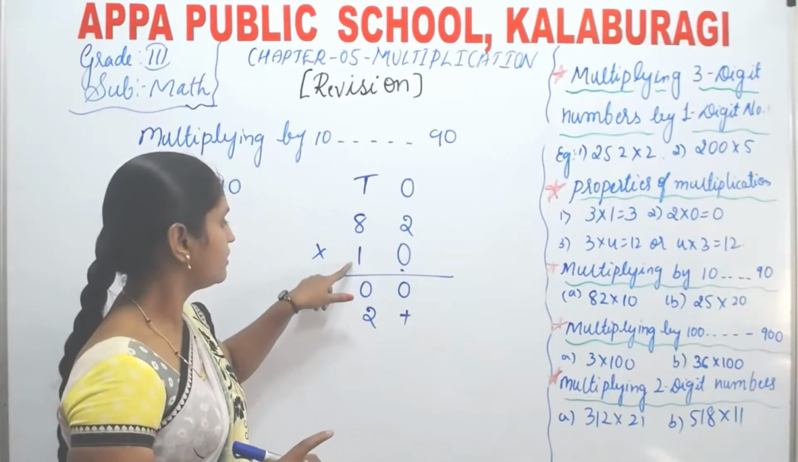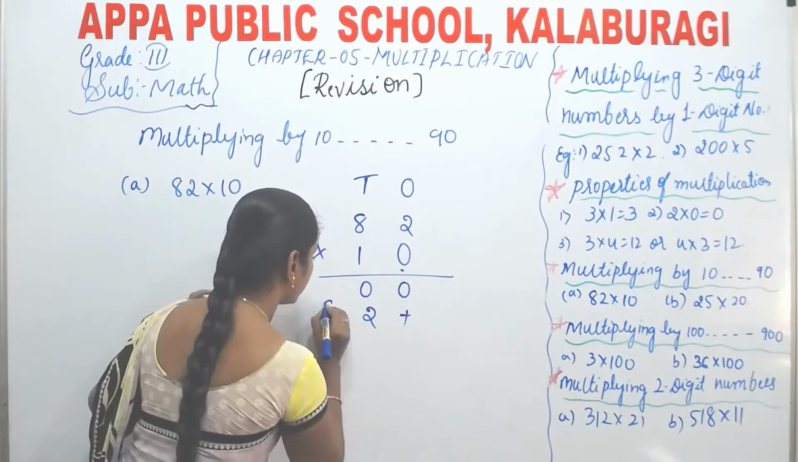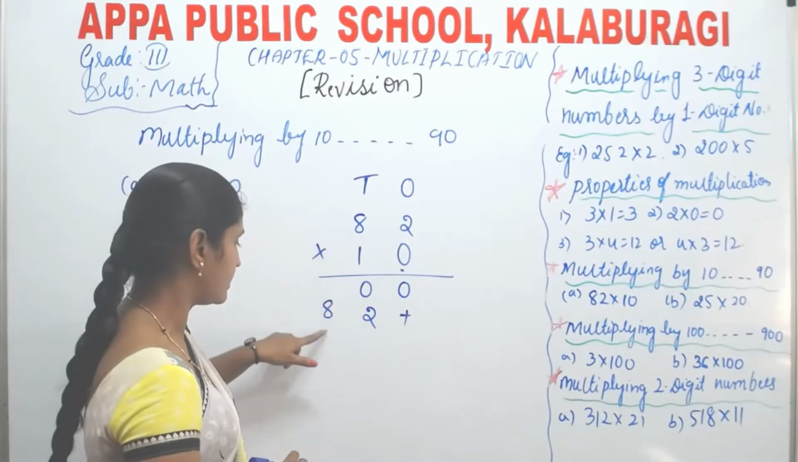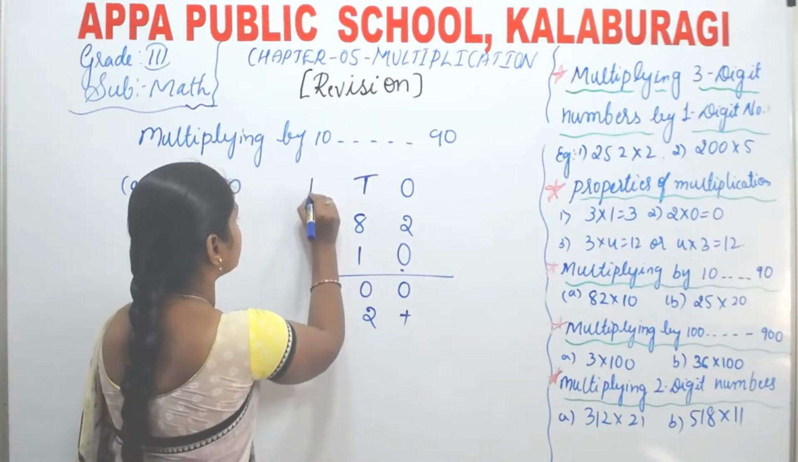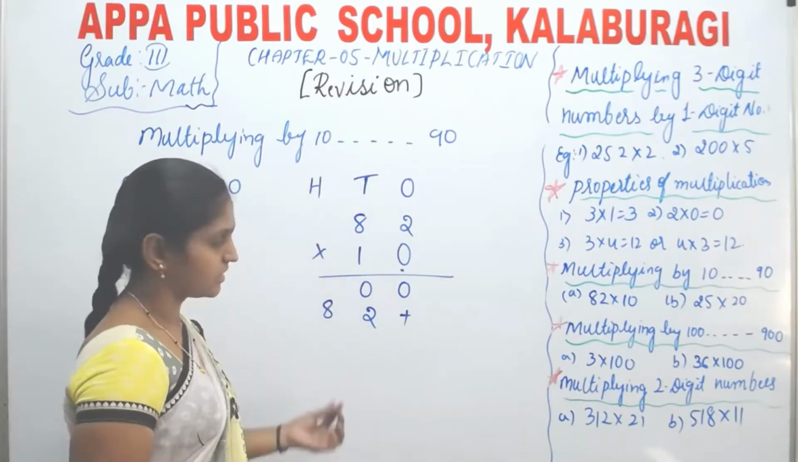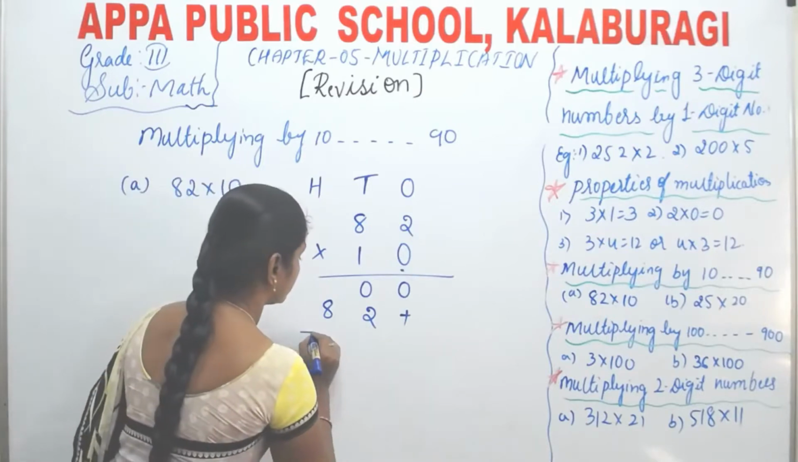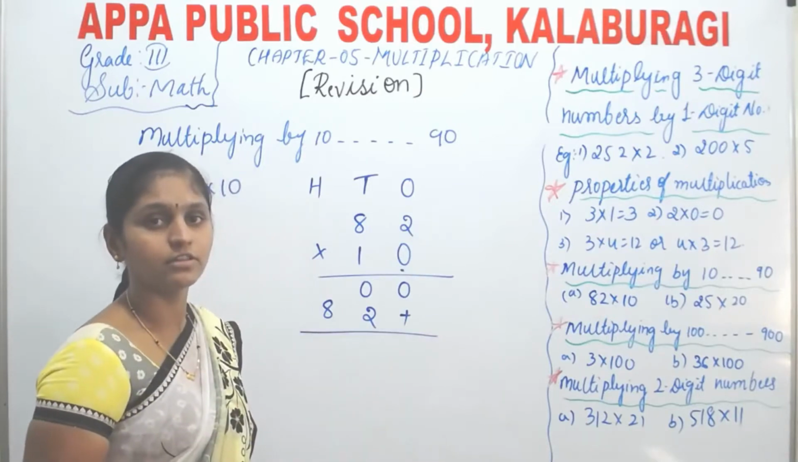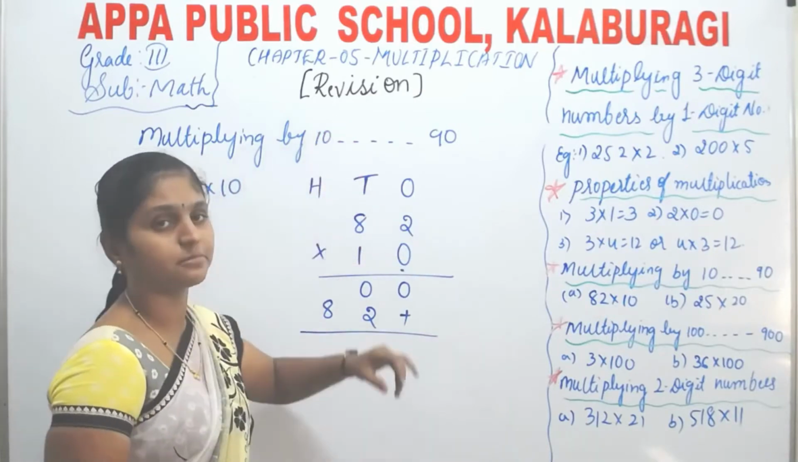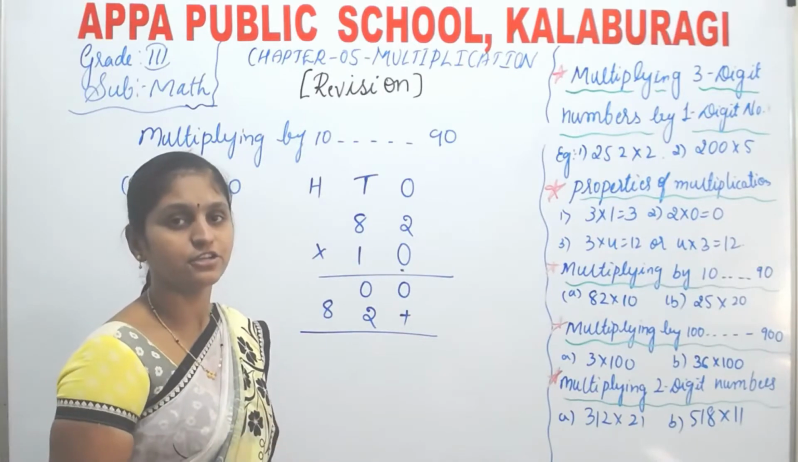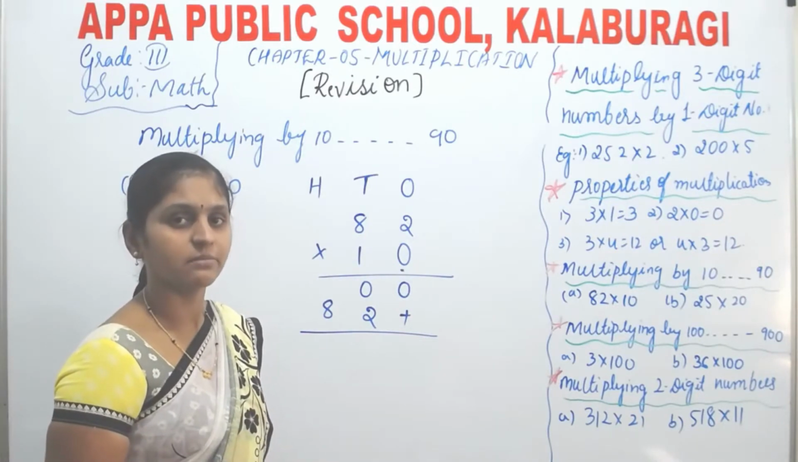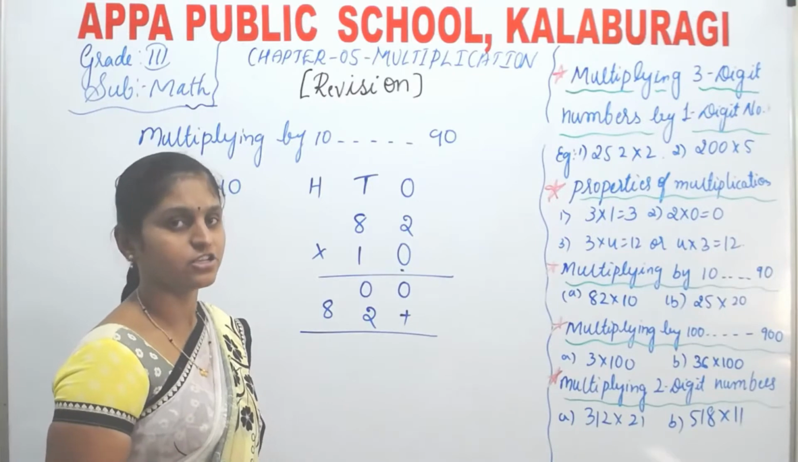Yes. Again, 1 8s are 8. So here it is in the hundreds place. Write hundreds place. Here 8 is in the hundreds place. Yes. Next, what do we have to do? We know multiplication is nothing but repeated addition. Multiplication is nothing but repeated addition.